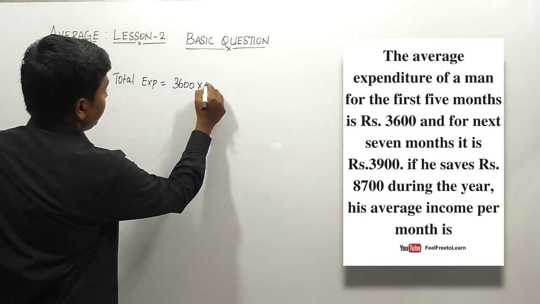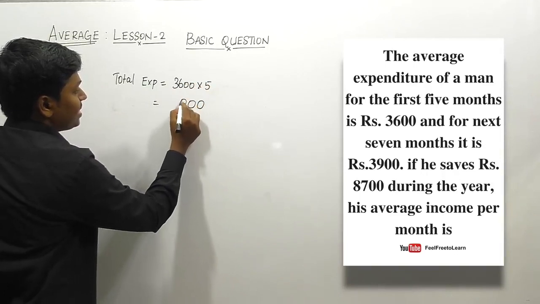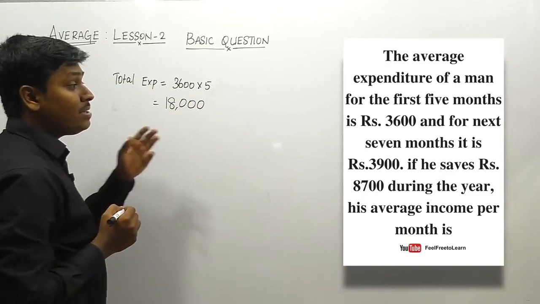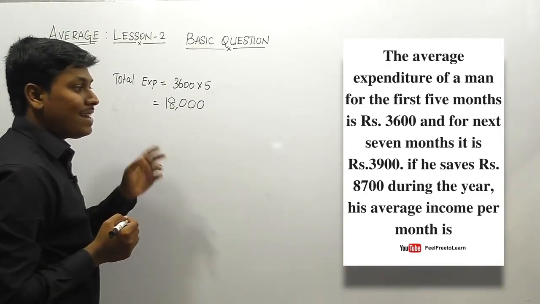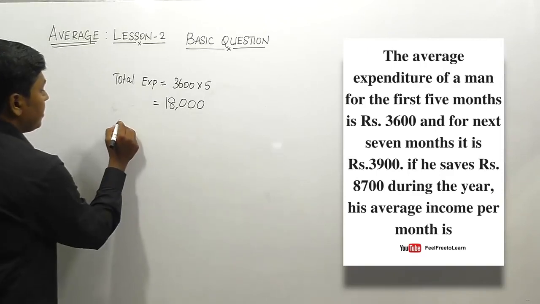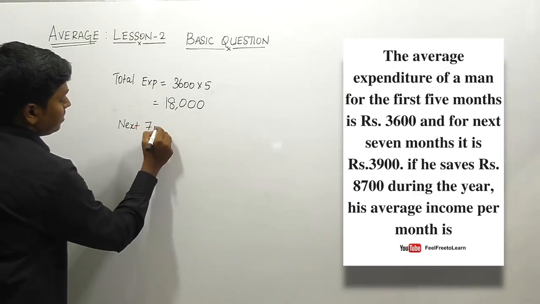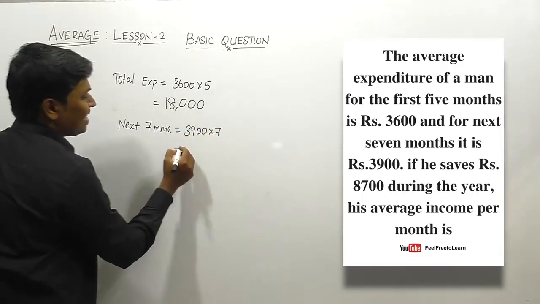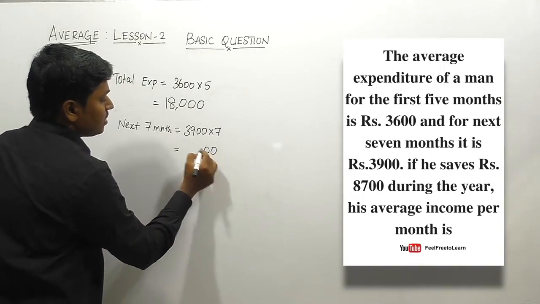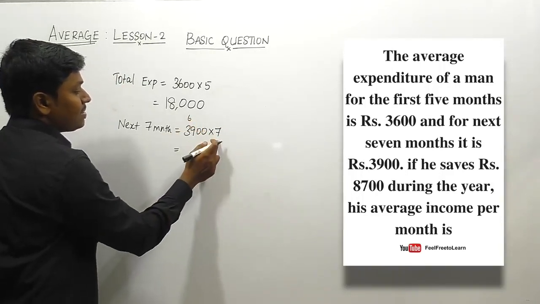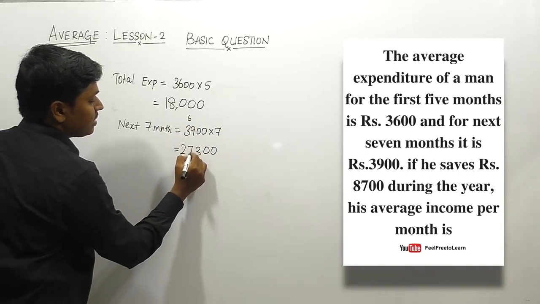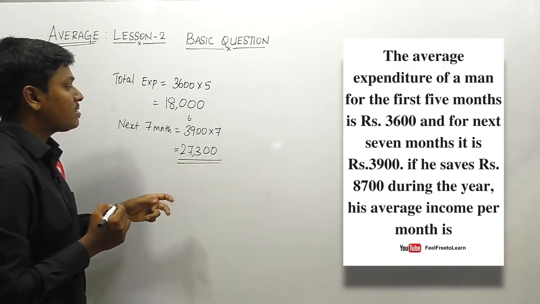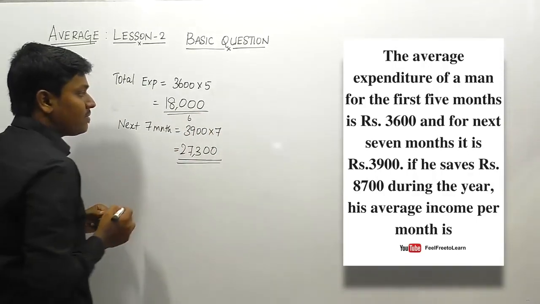3,600 into 5. 5 sixes are 30, remainder 3, 15 plus 3 is 18. So 18,000 will be the expenditure for the first 5 months, and the next 7 months will be 3,900 per month. So into 7, the result will be the total expenditure for the 7 months. 9 7s are 63, remainder 6, 21 plus 6 is 27. So 27,300 will be the expenditure for the last 7 months, and for the first 5 months the total expenditure is 18,000.